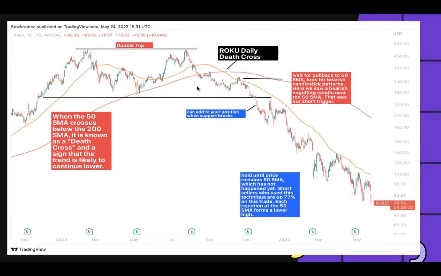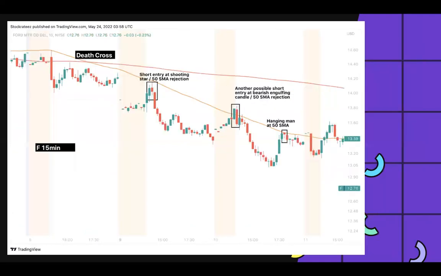Right. So when the death cross happens, it means that momentum is shifting to the bears. The sellers are gaining momentum. They have become in control. So you're only going to be looking for sells.